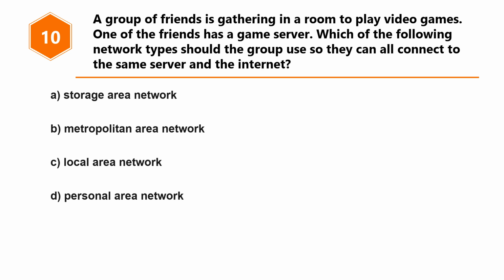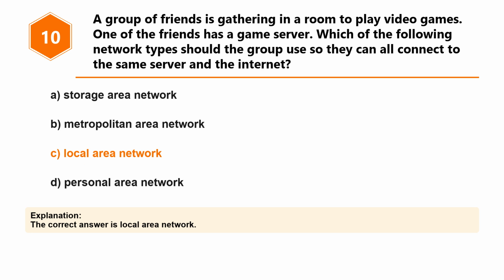Option C, local area network. Option D, personal area network. The correct answer is option C, local area network.